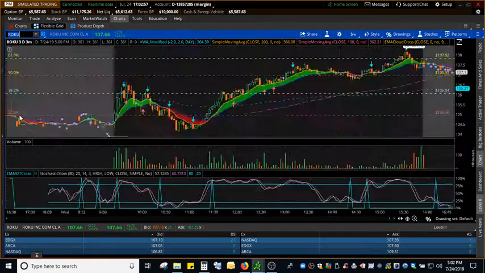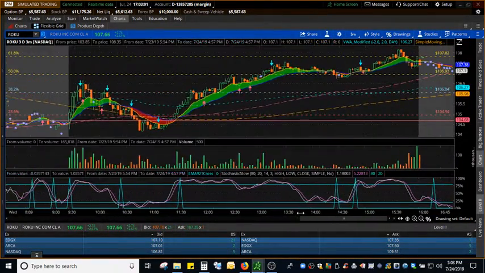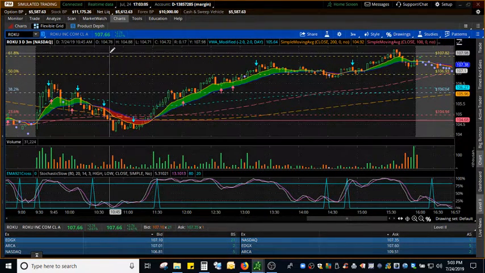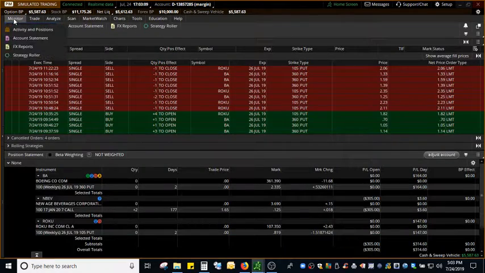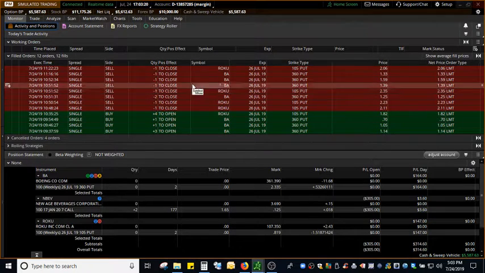ROKU I entered mainly because of a 9/21 EMA cross, and that one worked out well. The Boeing trade, I think my net at the end was just a hair over 30% profit. You're welcome to freeze, hit pause and add these up and calculate them if you want, but I calculated it was like 30.2% without fees.